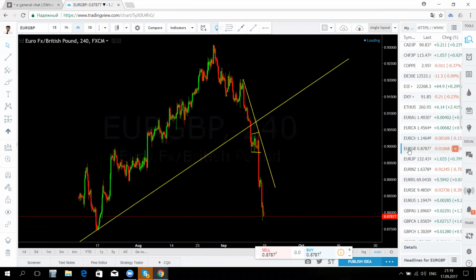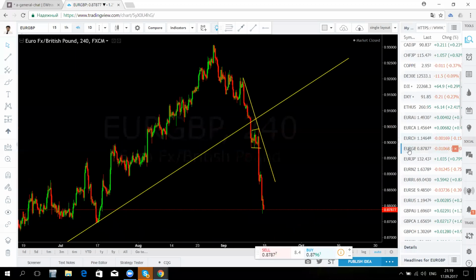Euro Pong. See, I can say I told you it's going to go down, right? How many of you are not in this trade? Come on, we have 152 people. I don't want to see a lot of N's. Write an N if you're not in this trade.